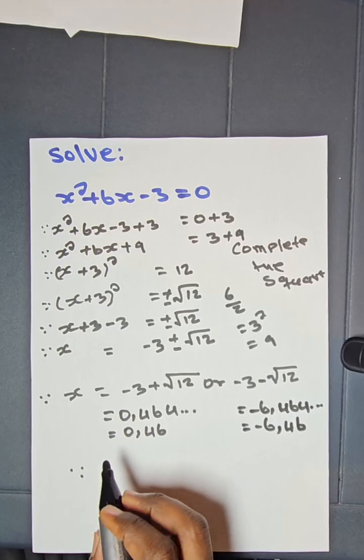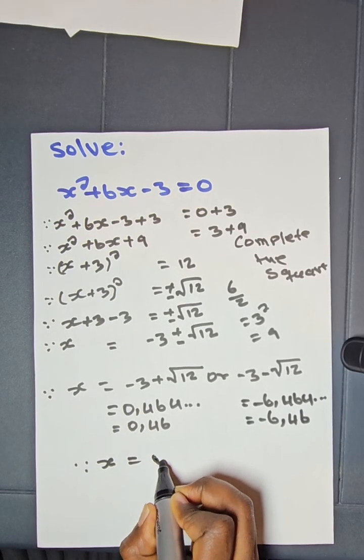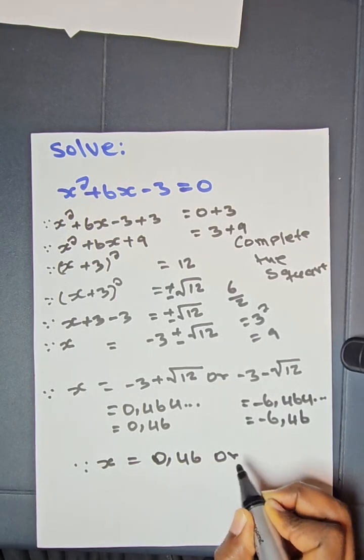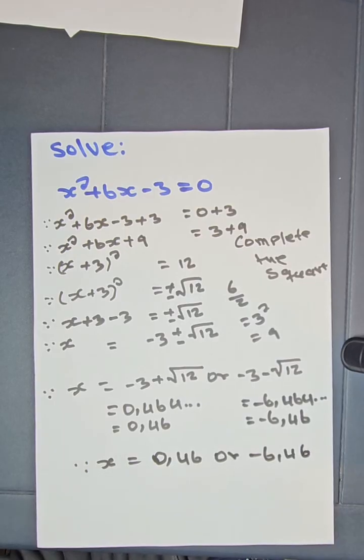Therefore, our two solutions are x equals 0.46 or negative 6.46. Yes, we ended up with 2 irrational roots. Why? Because of what? The root of 12. That's why we have 2 irrational roots.